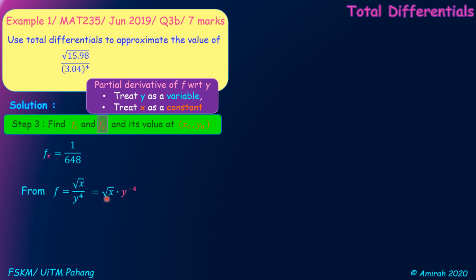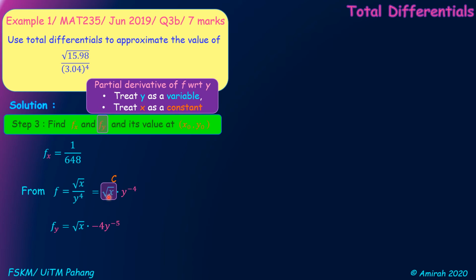For square root of x here, we do not need to change it into the form of x to the power of half, because we treat x as a constant. So there is no point in changing it into x to the power of half, because it's still constant. Alright, so from here, we can differentiate with respect to y, using partial derivative. Then we get this.